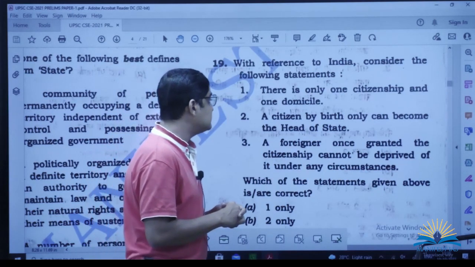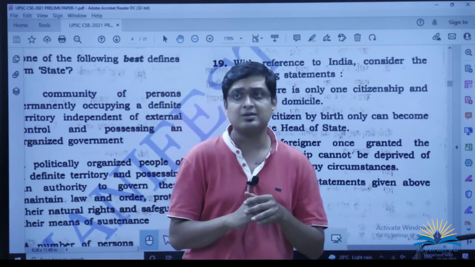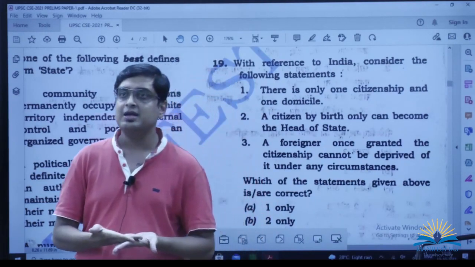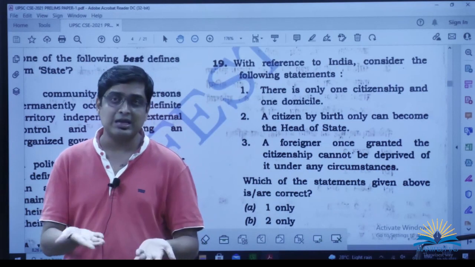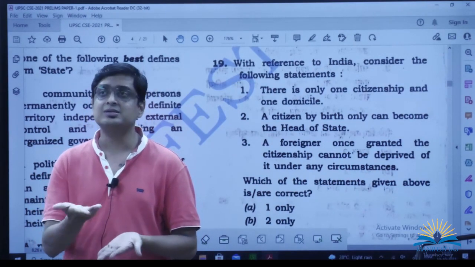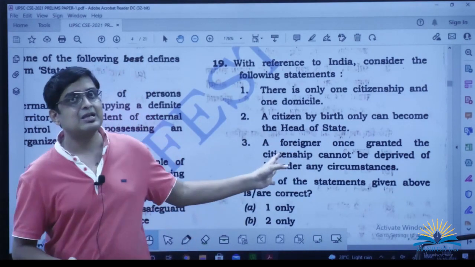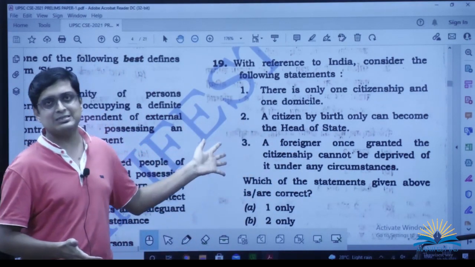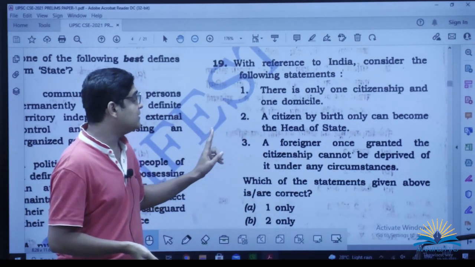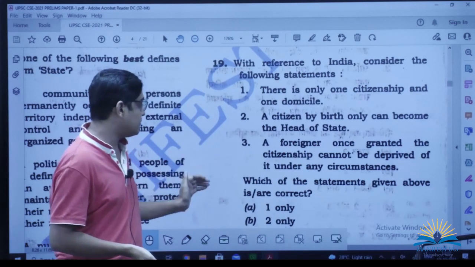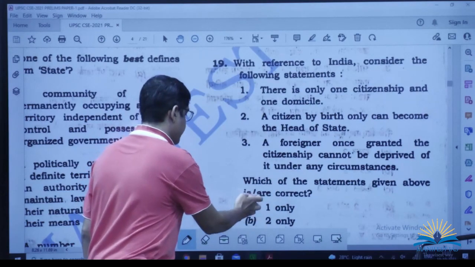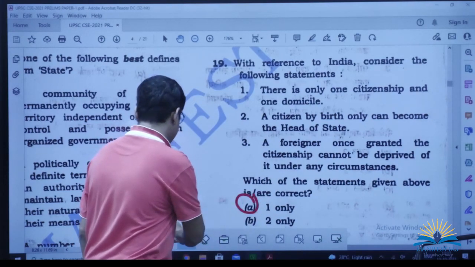A foreigner once granted citizenship cannot be deprived of it under any circumstances. No, because in India, termination etc. is a process. It's not only for foreigners, it can be done even for citizenship by birth as well. You can take it away under certain circumstances. So this is a far-fetched statement. You can easily guess that it can be easily taken away as well. So second is incorrect. Third is also incorrect. The first statement is correct. So in this, the answer is A.